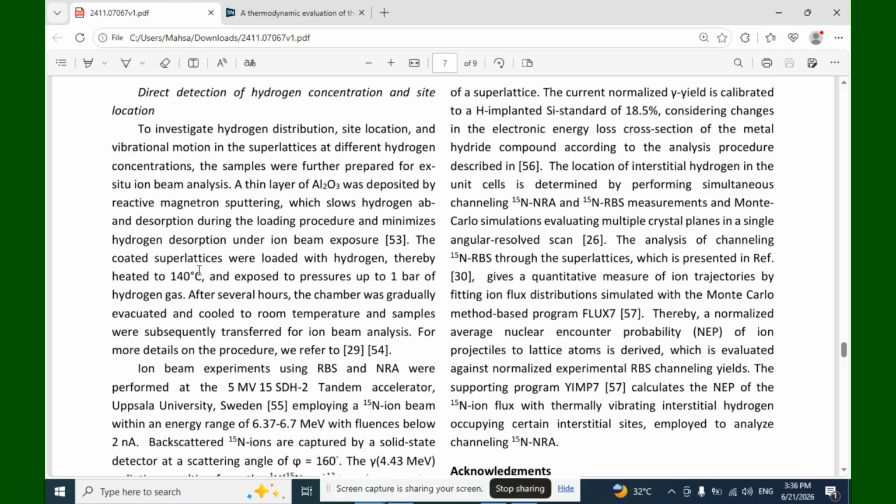The coated superlattices were loaded with hydrogen, thereby heated to 140 degrees Celsius and exposed to pressures up to 1 bar of hydrogen gas. After several hours, the chamber was gradually evacuated and cooled to room temperature, and samples were subsequently transferred for ion beam analysis. For more details on the procedure, we refer to references 29 and 54.